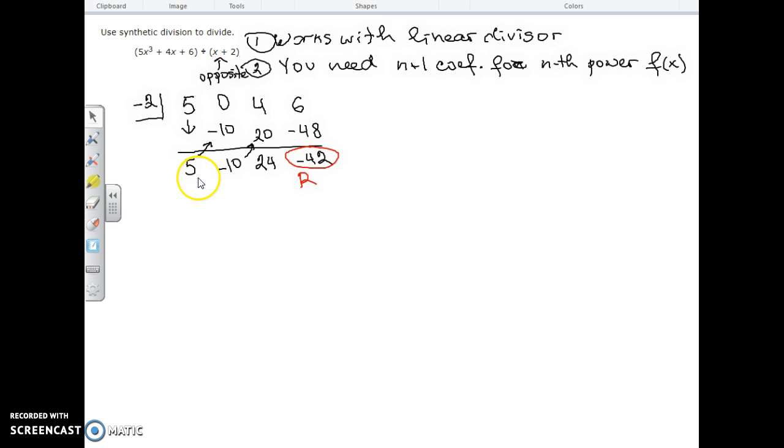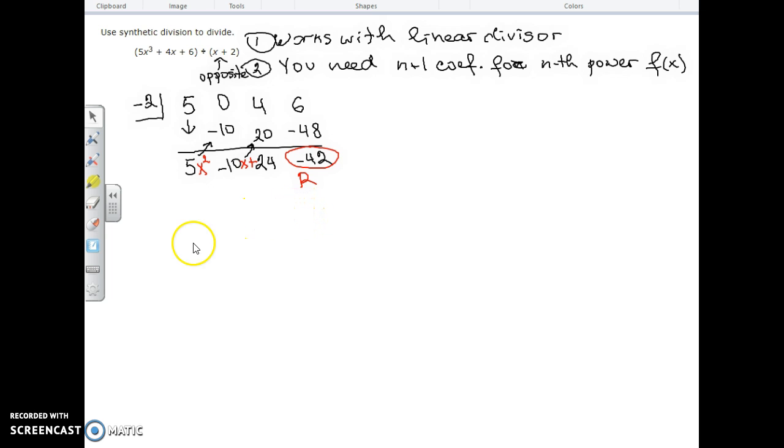The way that we fill in this part in our answer, you always start with 1 power less than your original polynomial. Well, we started with a cubic. 1 power less is a quadratic. Now this 5 is the leading coefficient of my quadratic function. I have 5x squared minus 10x plus the constant of 24. And then I have a remainder of -42.